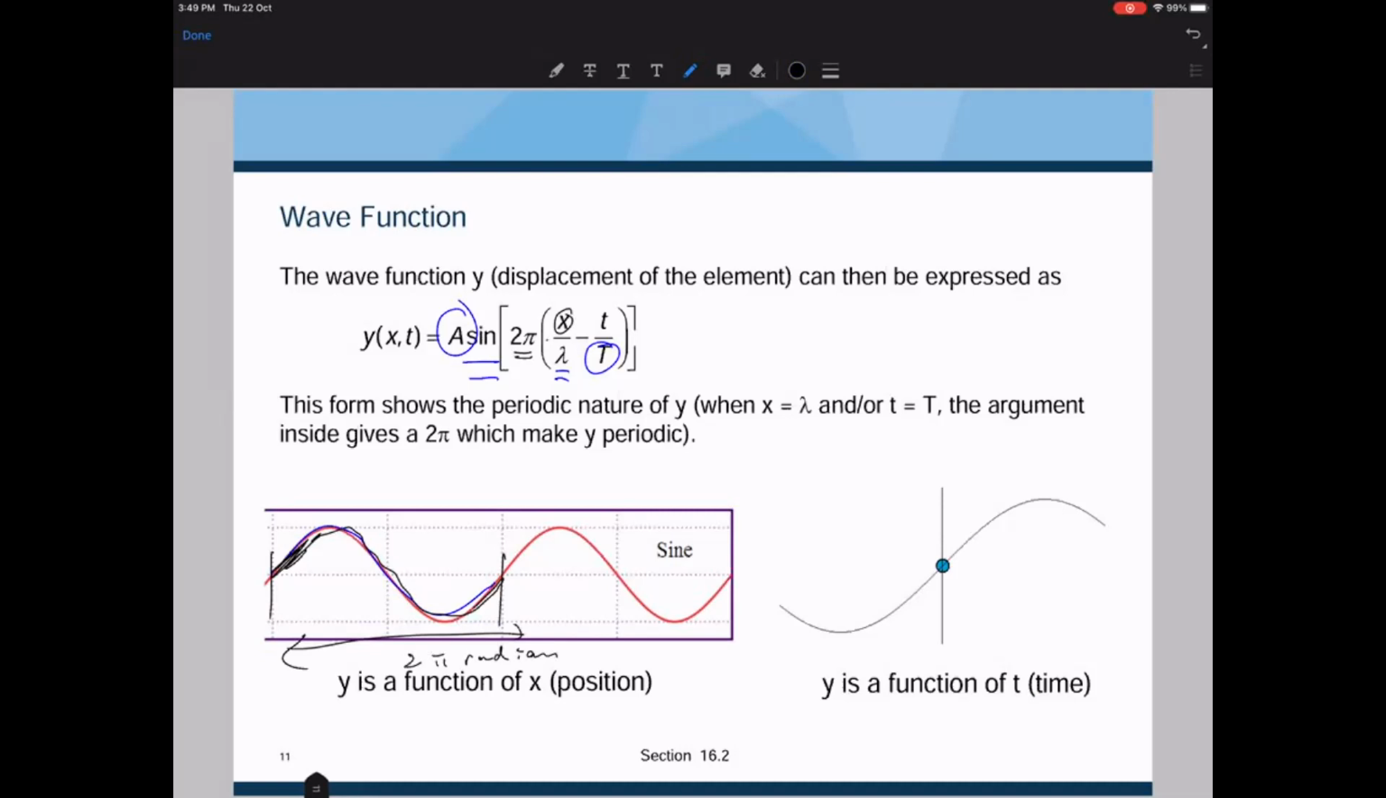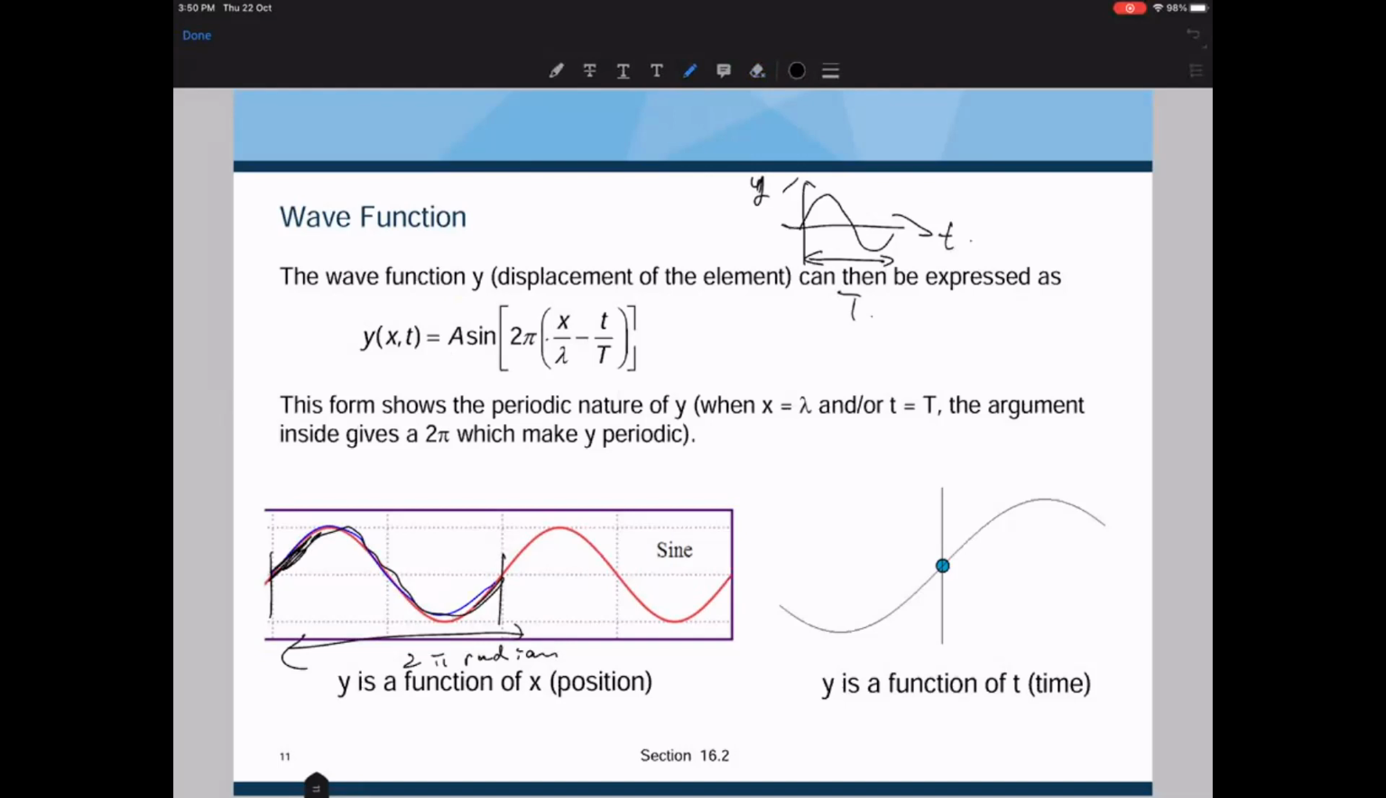Similarly, for a graph of y versus t, over one oscillation it takes the time of one period. So after one period of oscillation, it should be moving over an angle of 2 pi radian. So you have the time divided by the period of oscillation and multiplied by 2 pi. So that is why you have the full equation form: A times sine of 2 pi times x over lambda minus t over the period T.